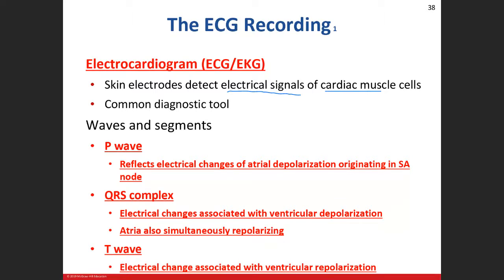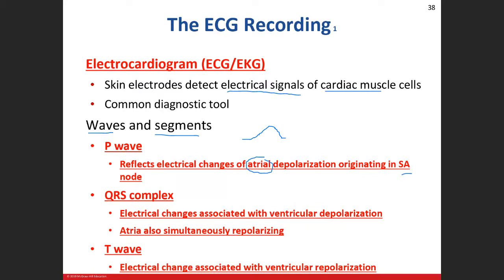So let's talk about what this tool is. First of all, there are a couple different parts to the ECG: waves, segments, and intervals. We're going to talk about the waves and the segments first. The P wave is the first little blip that you'll see, and you need to know this: it's when the atria are depolarizing. That all starts with the SA node, right? Isn't that where this whole thing starts?